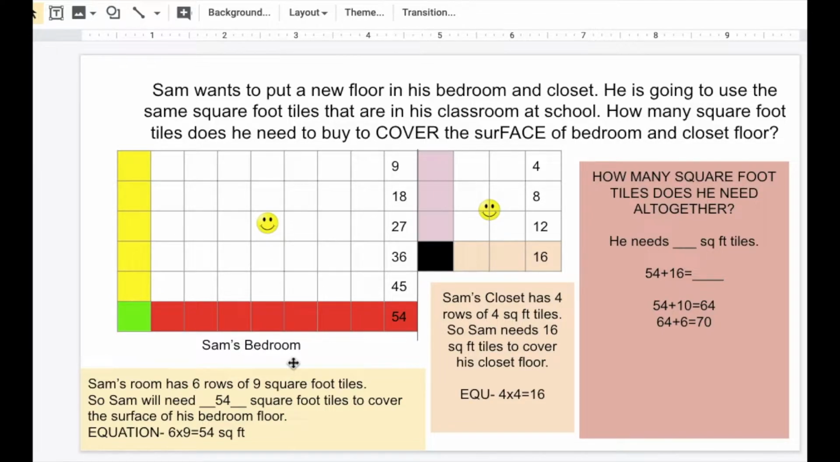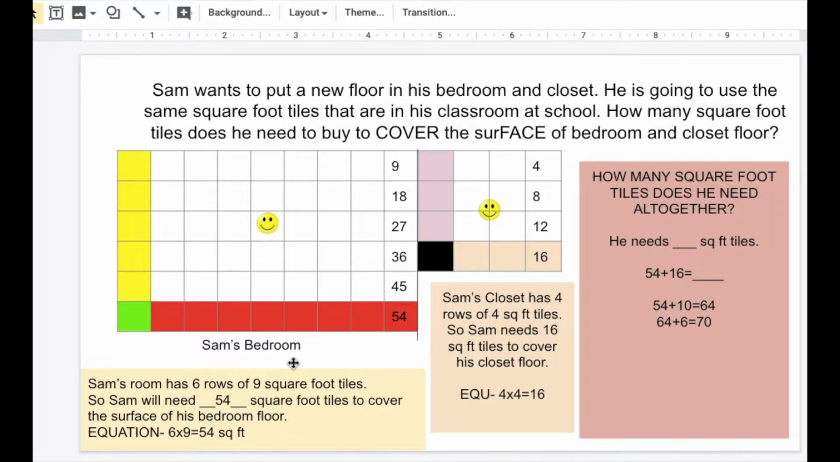So the question is, how many square foot tiles does he need to buy to cover the surface of the bedroom and closet floor? So the fact that surface area covers a surface, or it's the measurement of what it would take to cover that surface, is a very important aspect of this skill. And I put the little emoji faces on there so that they would remember that this is the face of an object, or a rectangular face.